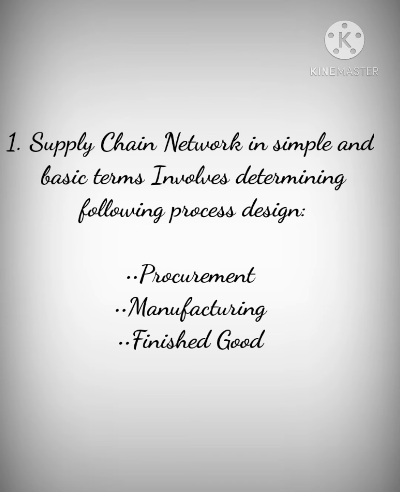So, the first factor of supply chain network design is supply chain network in simple and basic terms. The following is procurement, manufacturing, finished goods. Procurement means where the product comes from, to get some supplies. Manufacturing means that all manufacturers use machinery because our world is more on new technologies to speed up work, especially in product making. Finished goods means that the product is delivered by the supplier to the buyer.